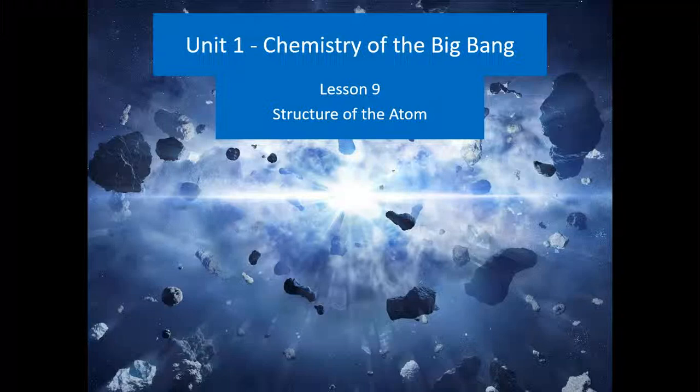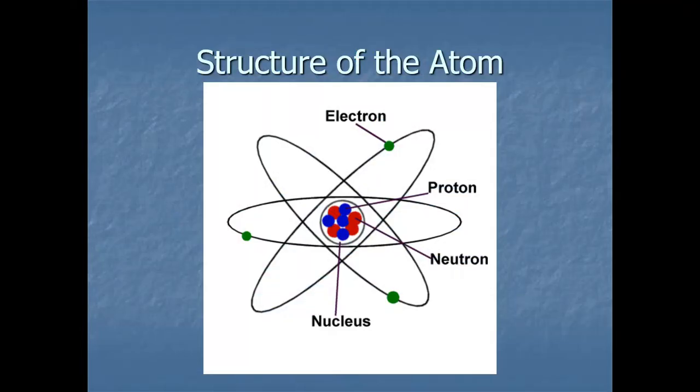Hello, chemistry students. Today we're going to start the new unit, Unit 1, Part 2B of the Chemistry of the Big Bang, and look at the first lesson, which is lesson number 9, talking about the structure of the atom. So this may look familiar to you. It's a pretty common visual talking about how the atom looks.